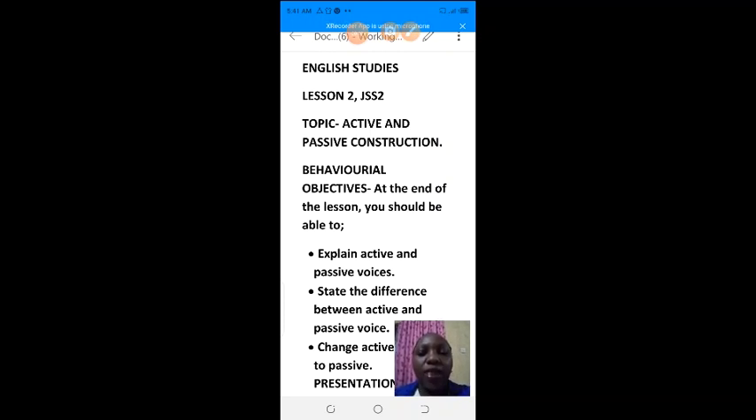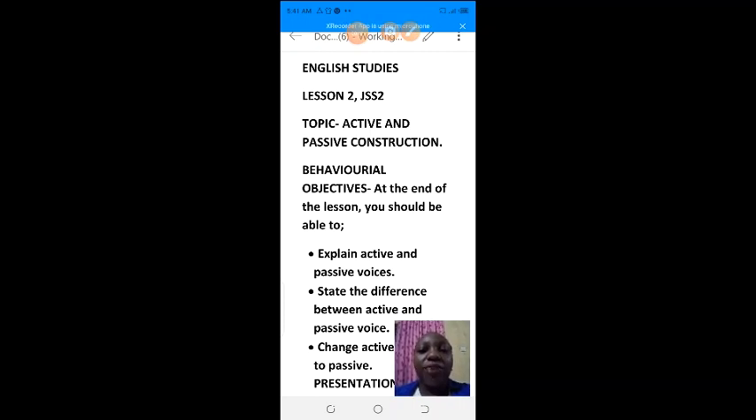And we're going to have a short review of what we did last time, a topic we treated last time. We are going to have a revision on it. I do hope that at the end of this lesson, you should be able to tell us everything about the active and passive voices of the verb. So today's topic is active and passive construction. Active and passive has to do with the verb, the voice of the verb.